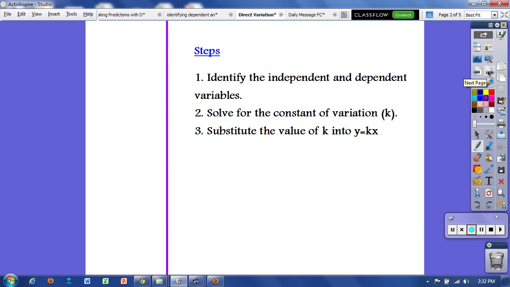So once you identify those two variables, you're going to solve for k, meaning you need to isolate the k, get it all by itself. And once you understand what k is, once you've isolated it, you can substitute that back into the direct variation equation of y equals k times x. So let's do a couple examples and see what that looks like, and then have you try for you.